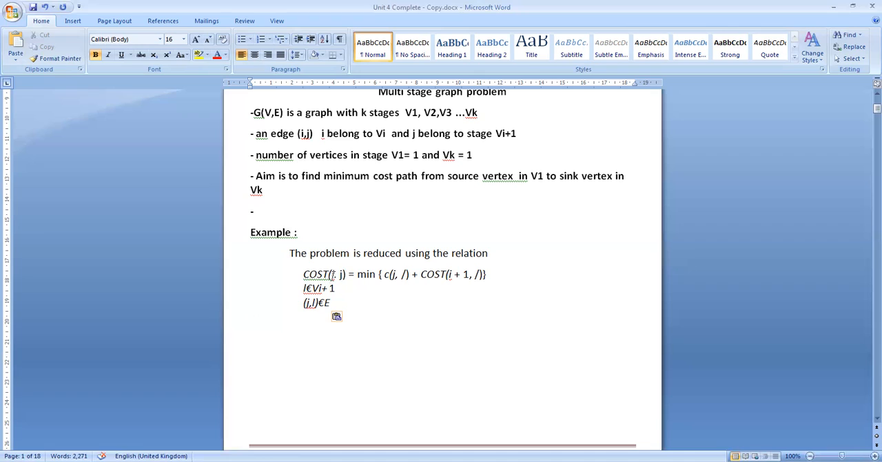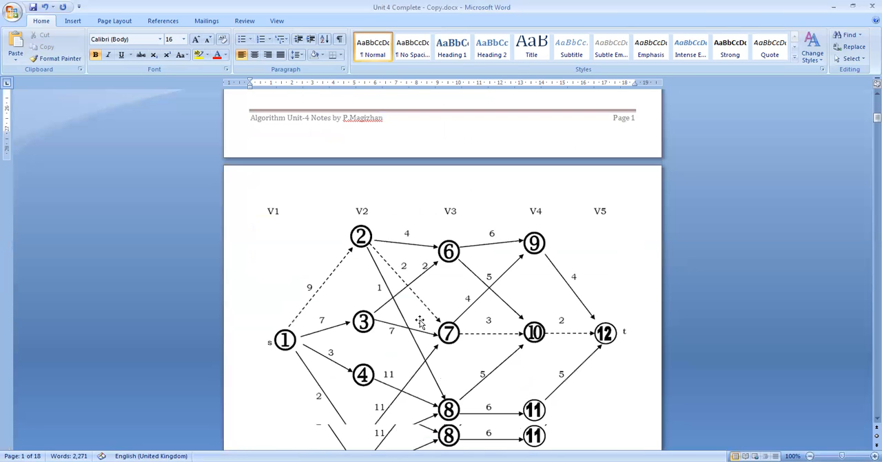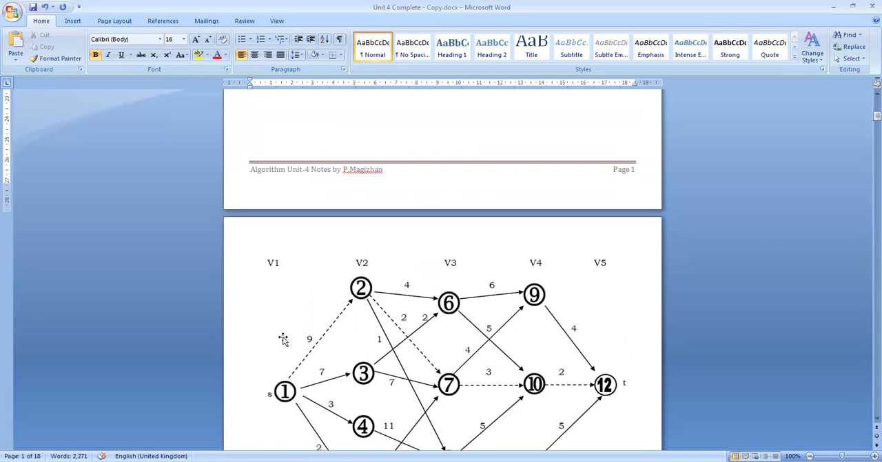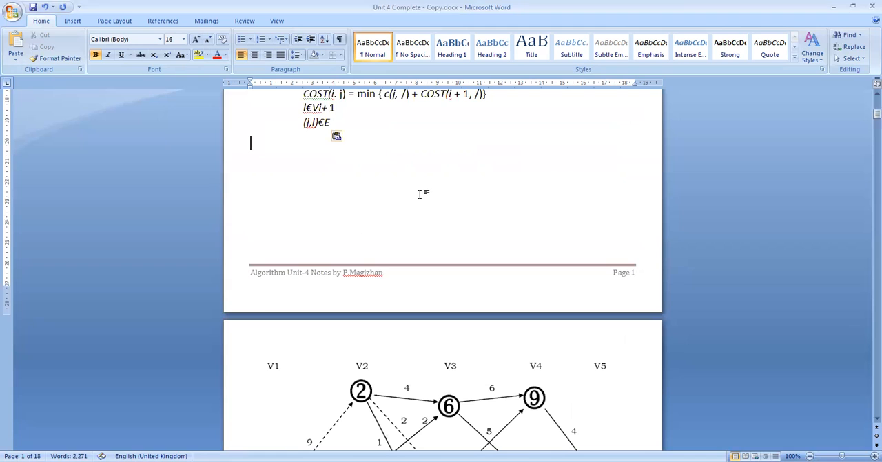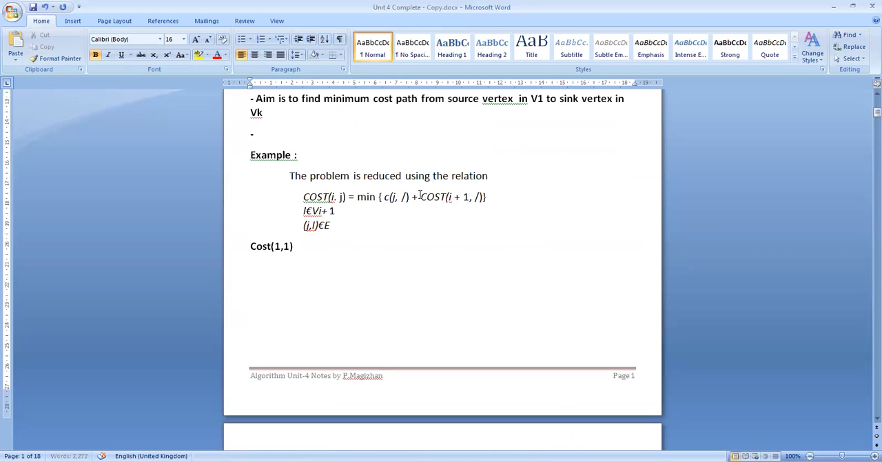Okay, for your understanding, let us take j is in the stage Vi, then l should be in the stage Vi plus 1. I will come back to this example. Okay, see, cost of (1, 1). What does it mean?